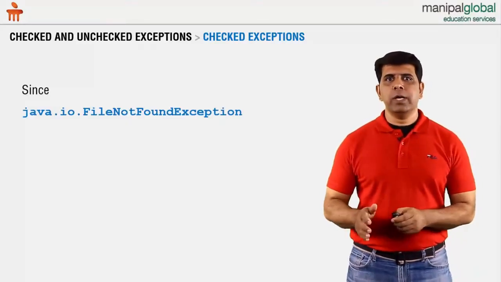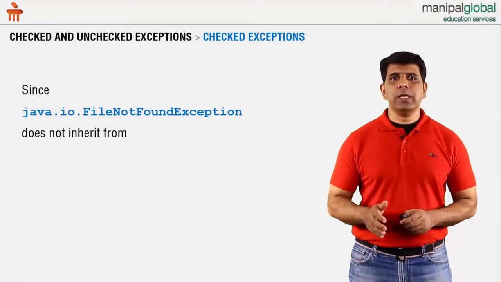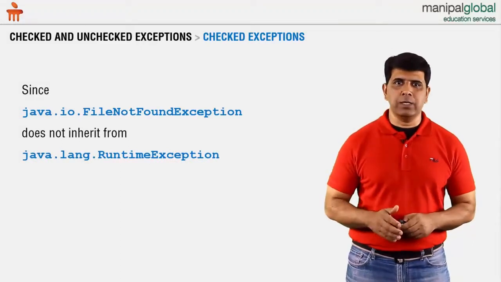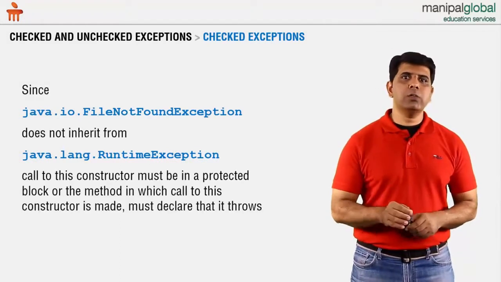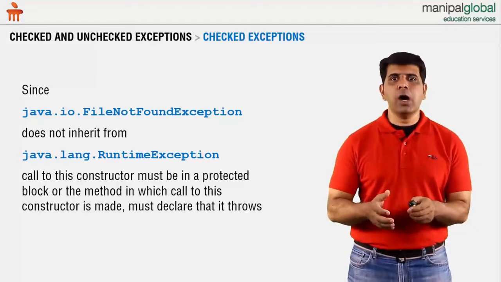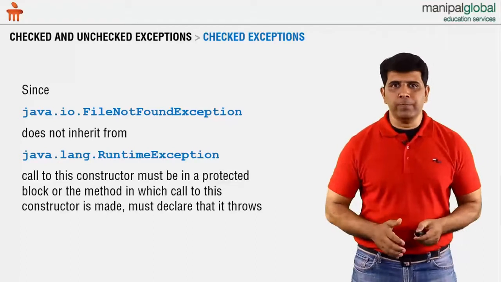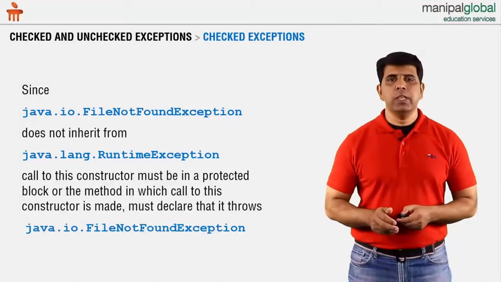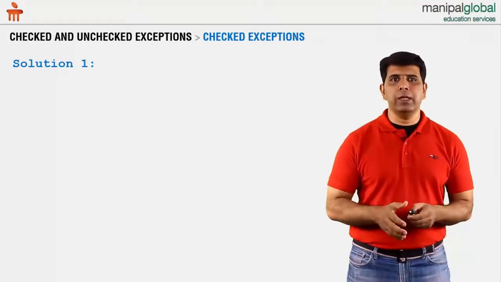Since java.io.FileNotFoundException does not inherit from java.lang.RuntimeException, the call to this constructor must be protected either using a try-catch block or you should further throw it away. So there are two solutions to this. Number one is to handle it.